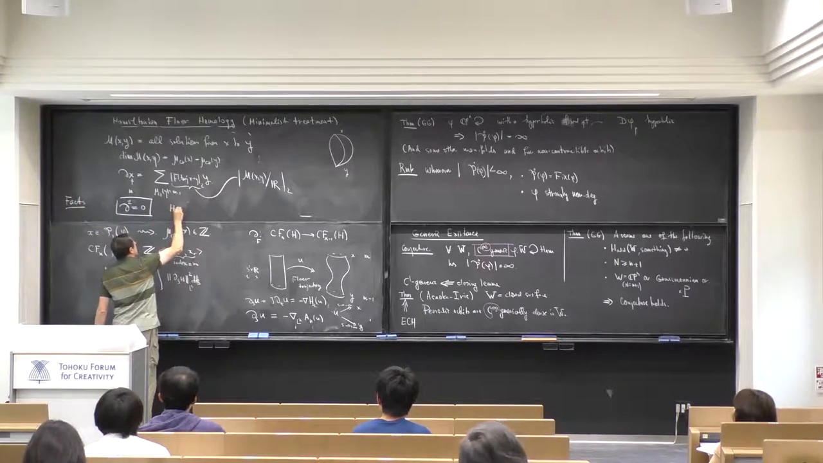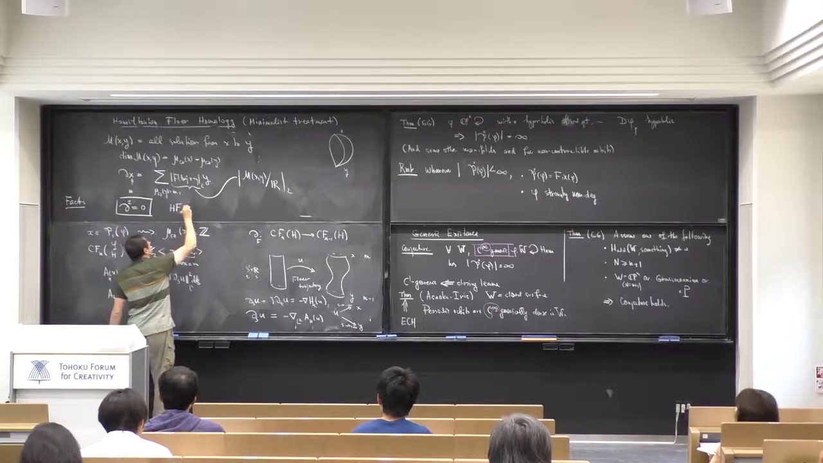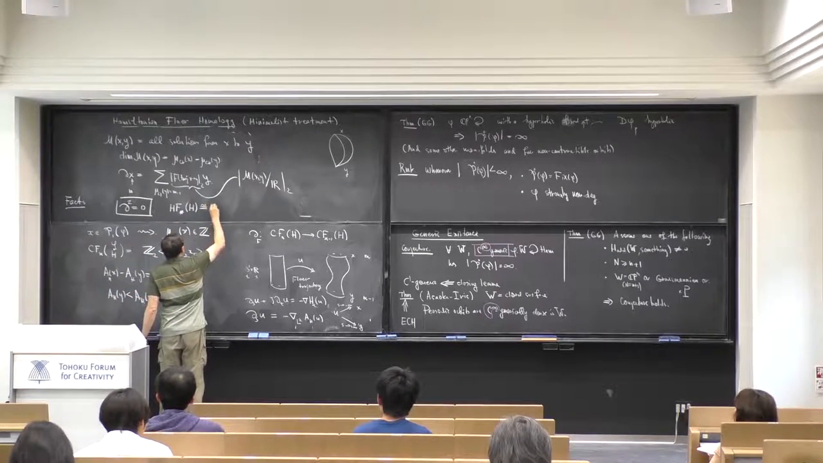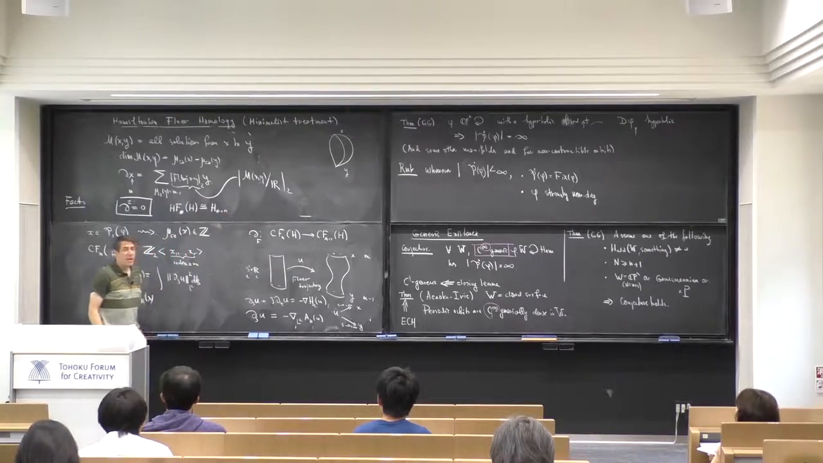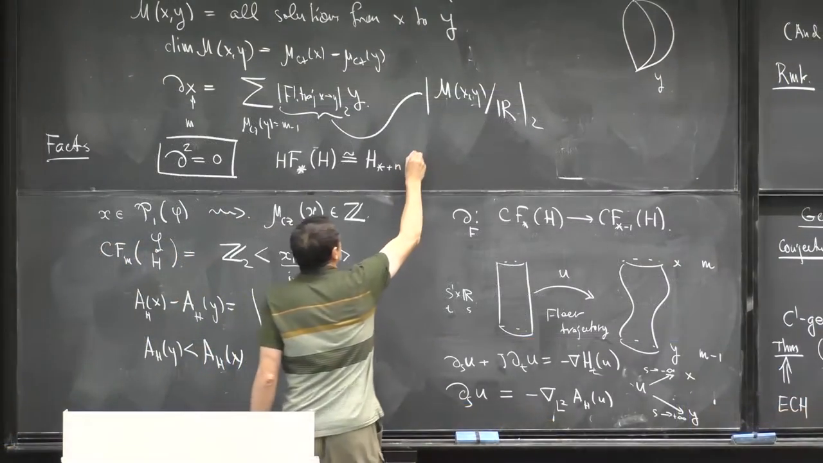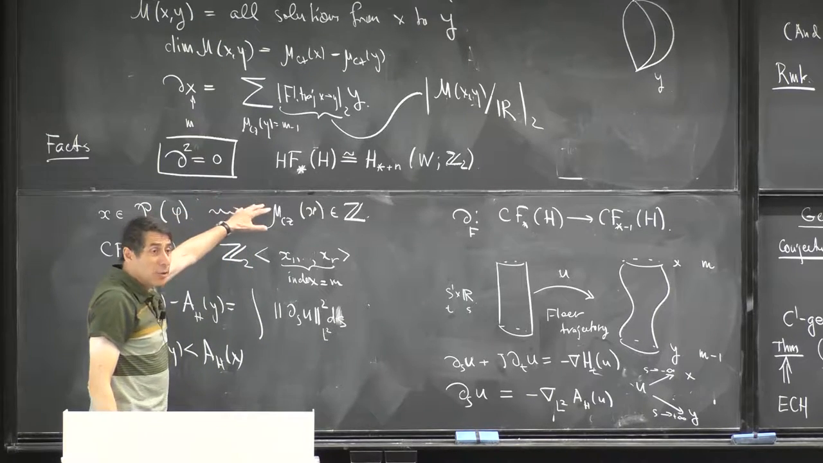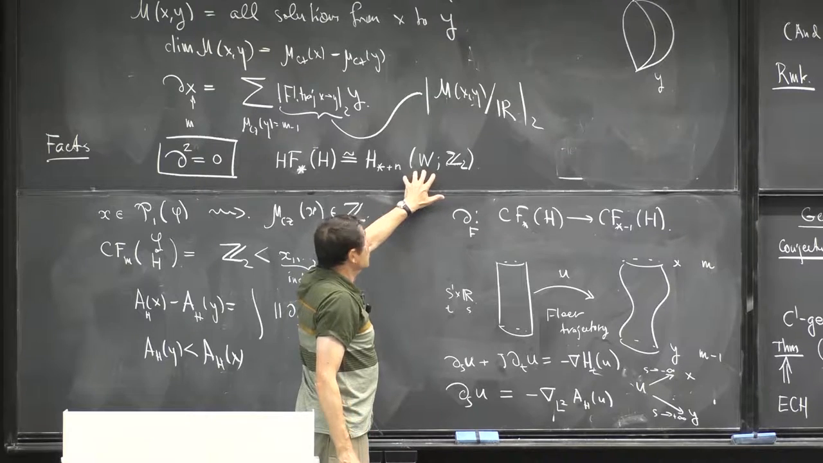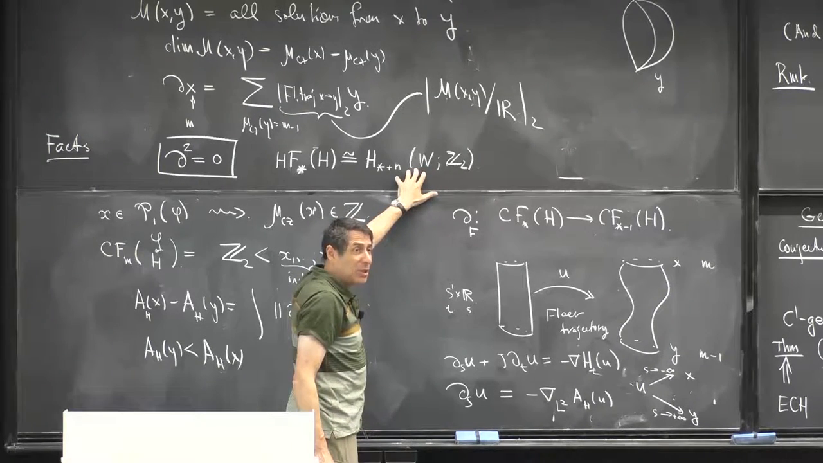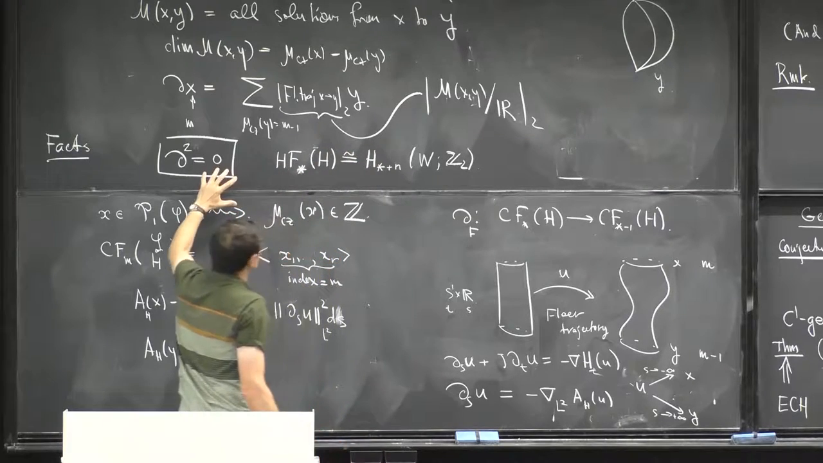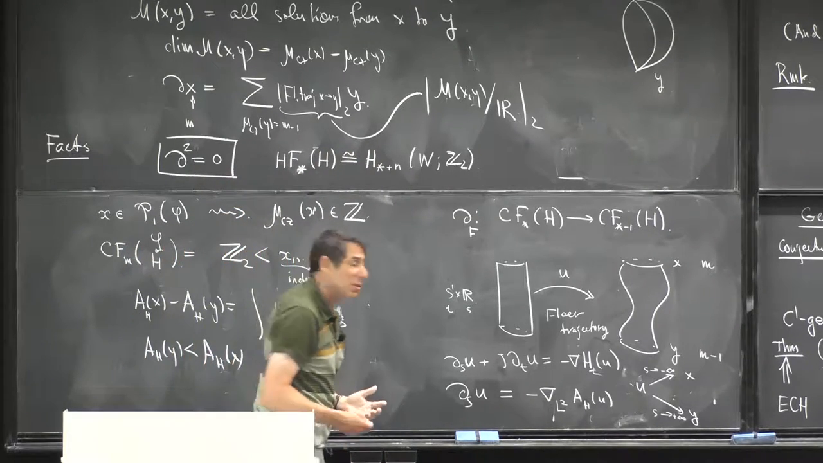And the resulting homology is independent of H and rather naturally isomorphic to the homology of the manifold shifted by N with Z2 coefficients. Hence, the Arnold conjecture, because the total dimension of this thing is the sum of Betti numbers by definition, and to get this large homology, you have to have at least the sum of Betti numbers of periodic orbits.